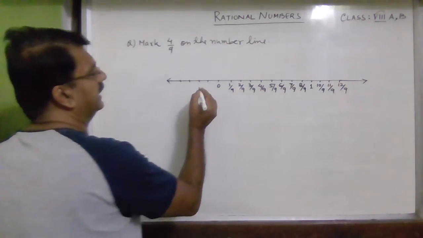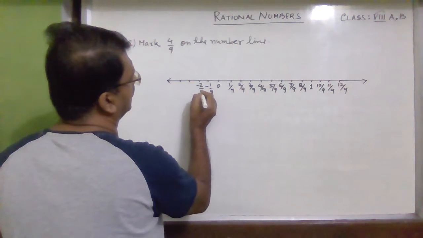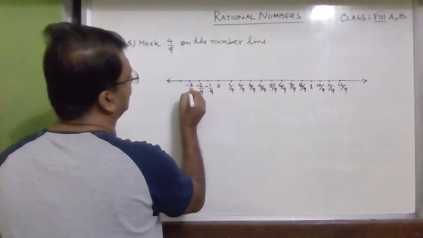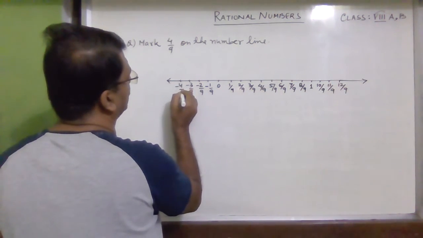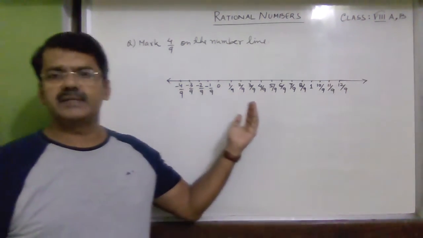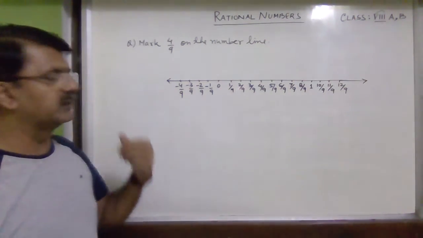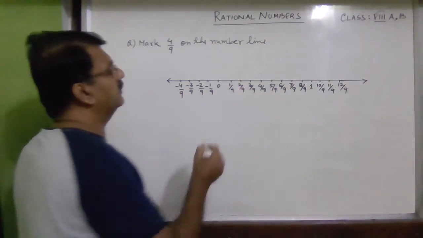Now on the negative side, minus 1 by 9, minus 2 by 9, minus 3 by 9, minus 4 by 9, and there is an arrowhead on the left hand side also, which means on the negative side also it is going to infinity. Clear?